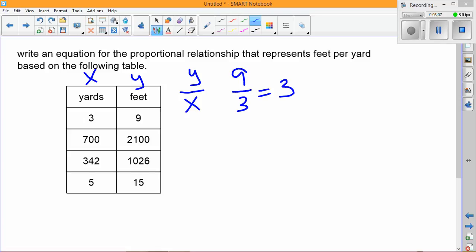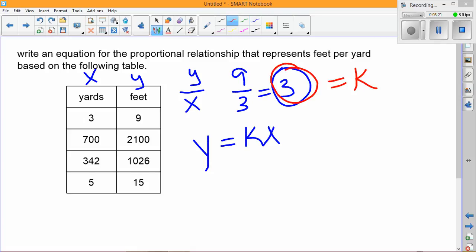Now, our equations should take on the form of y equals k times x, where k is just our constant, it's just a number. We've just found our constant of proportionality, which is 3. So 3 is equal to k. And that means that our equation for this particular table is y equals 3 times x.